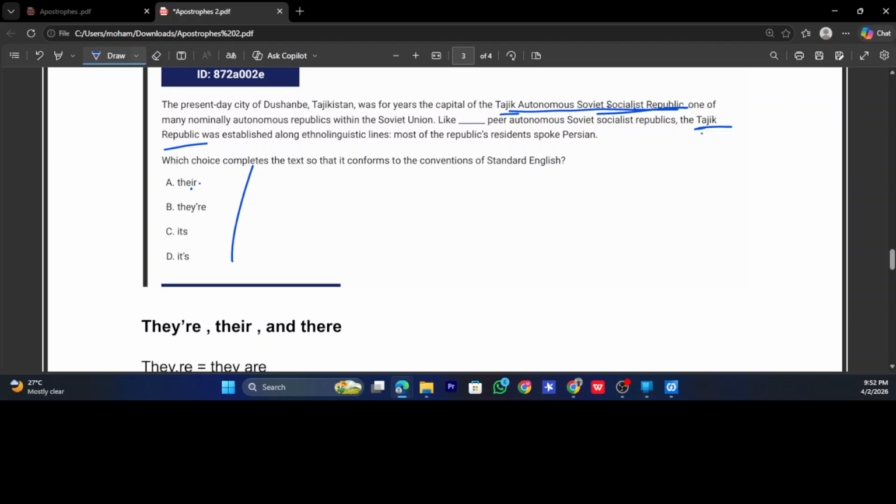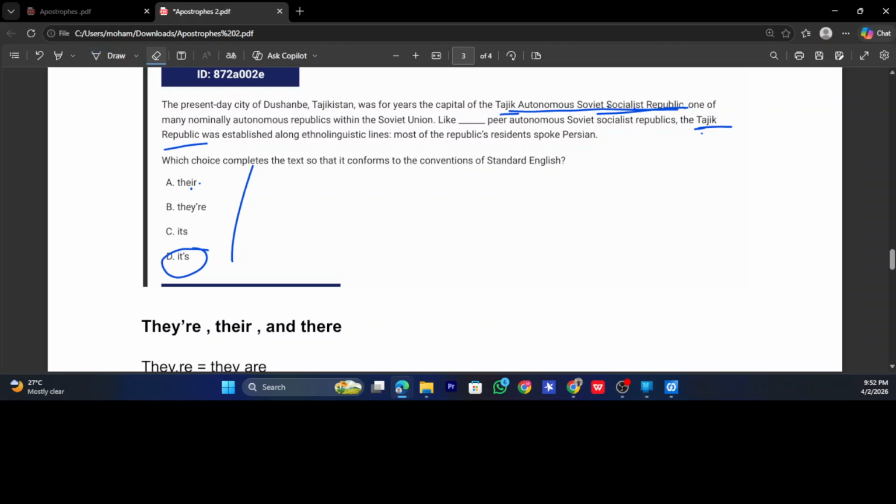So it is a singular thing, so you need a singular apostrophe. So choose D, the only correct answer, and on test day you choose D and move on. Don't look at any other choice, but we will explain it clearly.